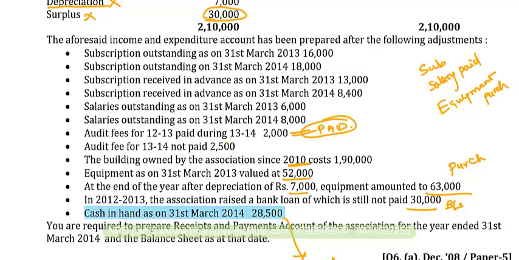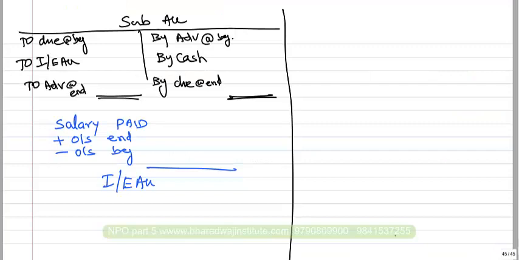Equipment purchased. Do the three workings: subscription received, salary paid, equipment purchased. I request you to try to get the answer. It's not a new one. Already we have done two problems. This is the third problem. Try to do it. Prepare the subscription account to get the collection and do the working for salary paid.